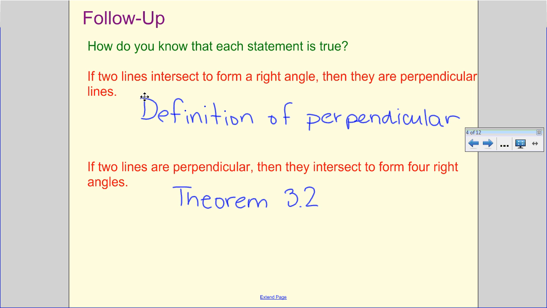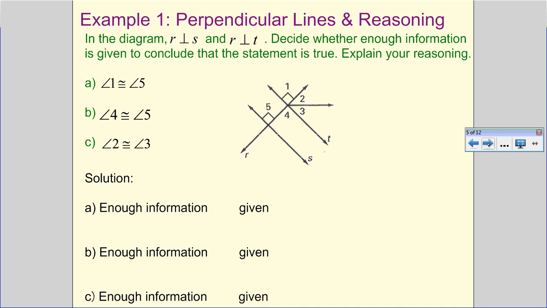Now what happens here, guys, is they're giving you theorem numbers, and those theorem numbers are truly only specific to this textbook. So instead of using the phrase theorem 3.2 and trying to memorize all those numbers, I'm going to have you use the logic behind that. I'm going to have you tell me that if two lines are perpendicular, then they form four right angles. So let's take a look at what that looks like.